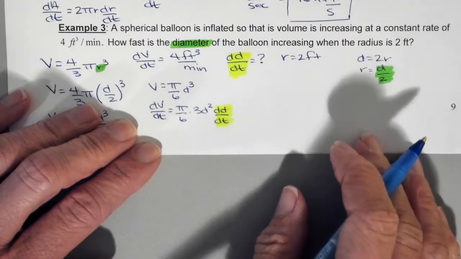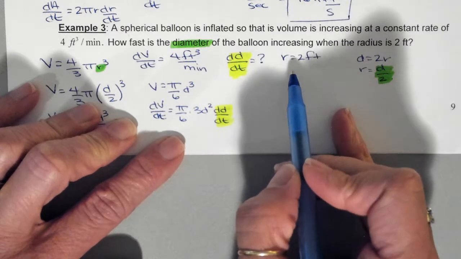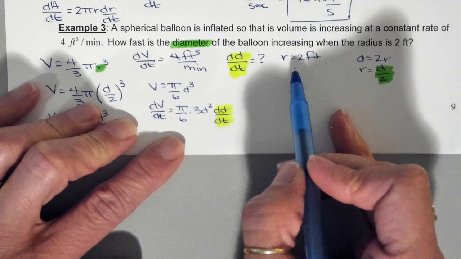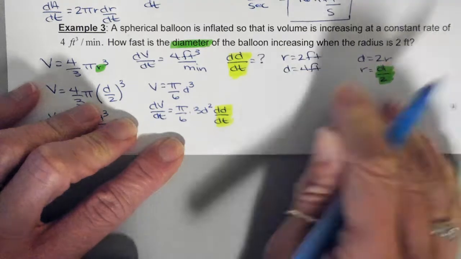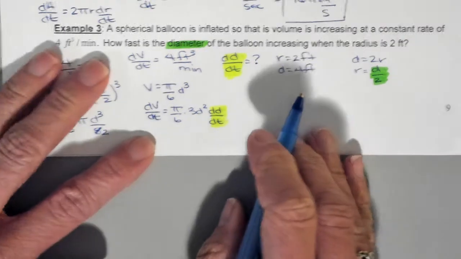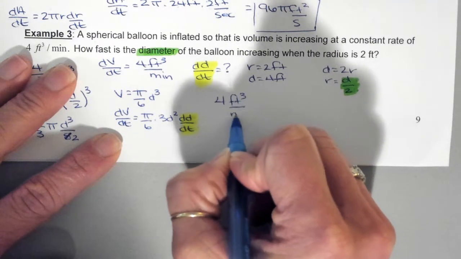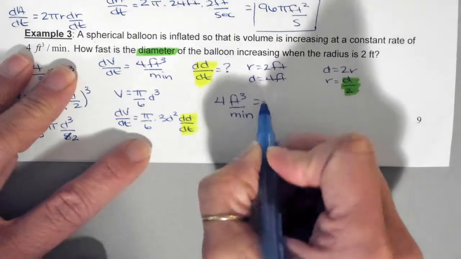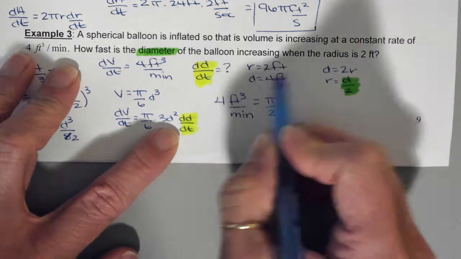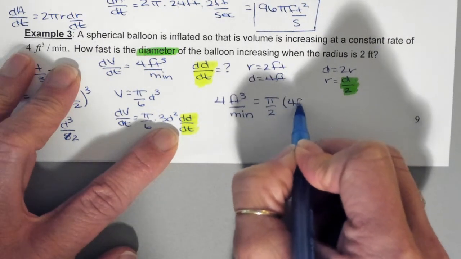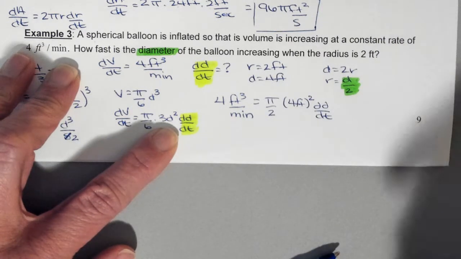Okay, so we need to start plugging things in. The only issue I have here is I have my radius, but I don't have my diameter. What's my diameter? Everyone see where we got 4 feet? So d is equal to 4 feet. Okay, let's plug in what we know, and we can start moving stuff around. So we know that dV/dt is 4 cubic feet per minute, and that's equal to, I'm reducing this, pi over 2, okay, d squared. So that means I have 4 feet squared, and then dd/dt. And again, my dd/dt is my unknown value.